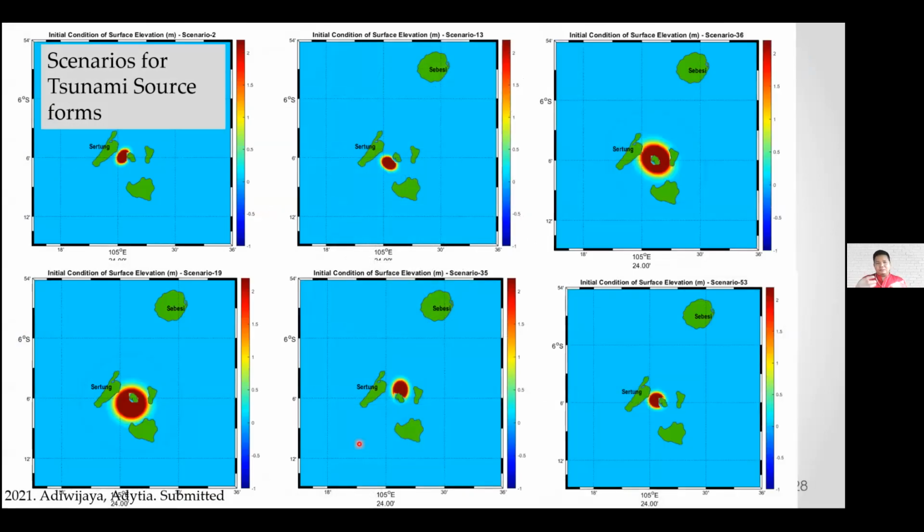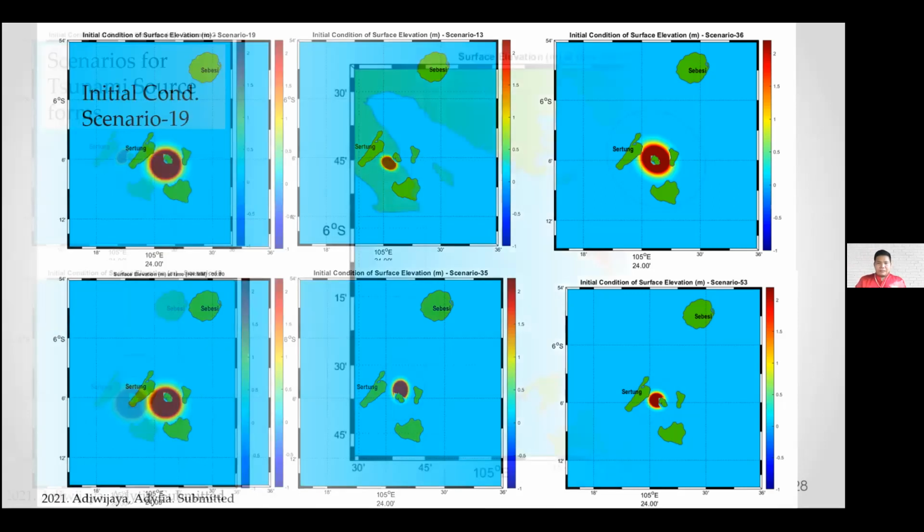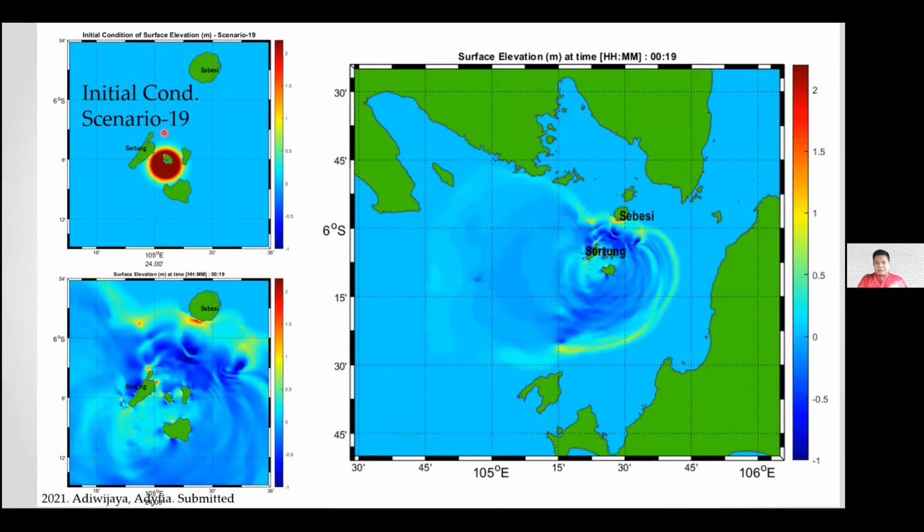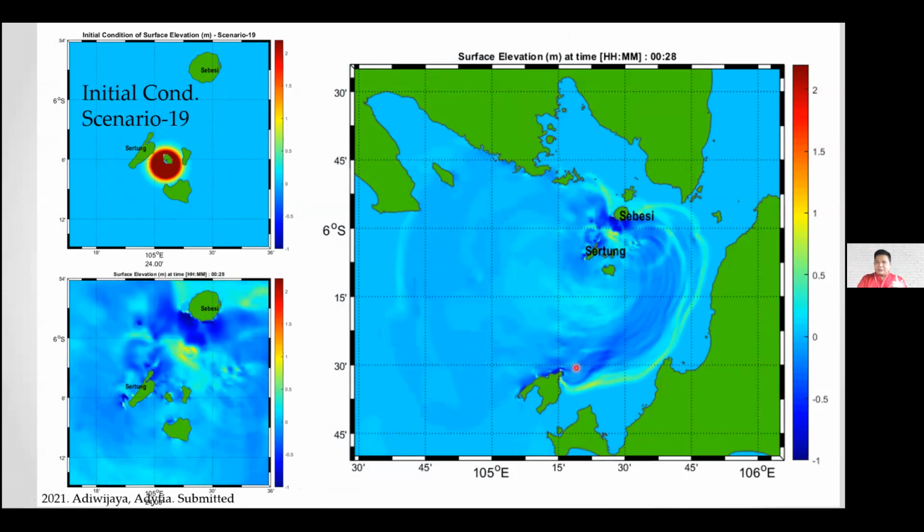How do we build the data? We create multiple tsunami sources, multiple scenarios. Let's say 100 scenarios of tsunami, from these initializations, which are random, and then we simulate them, and from this simulation we get a data set. Later on we will use this data set to train the deep learning algorithm. For example, this is one scenario, some initialization, scenario 19, and then we simulate it.